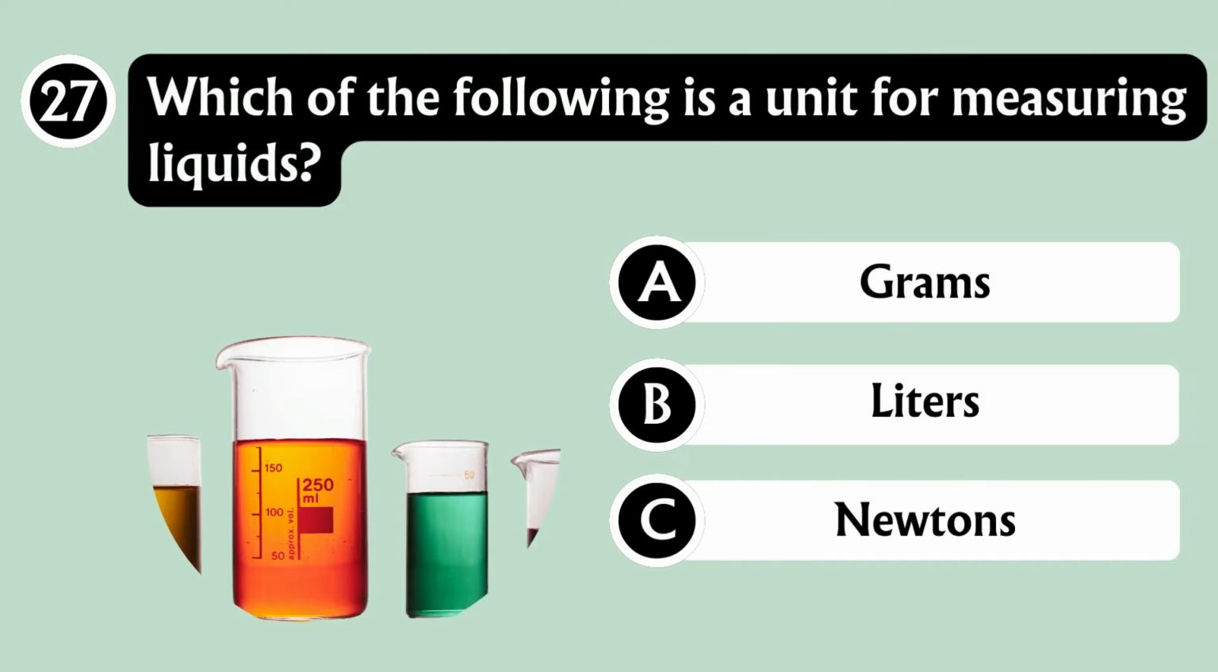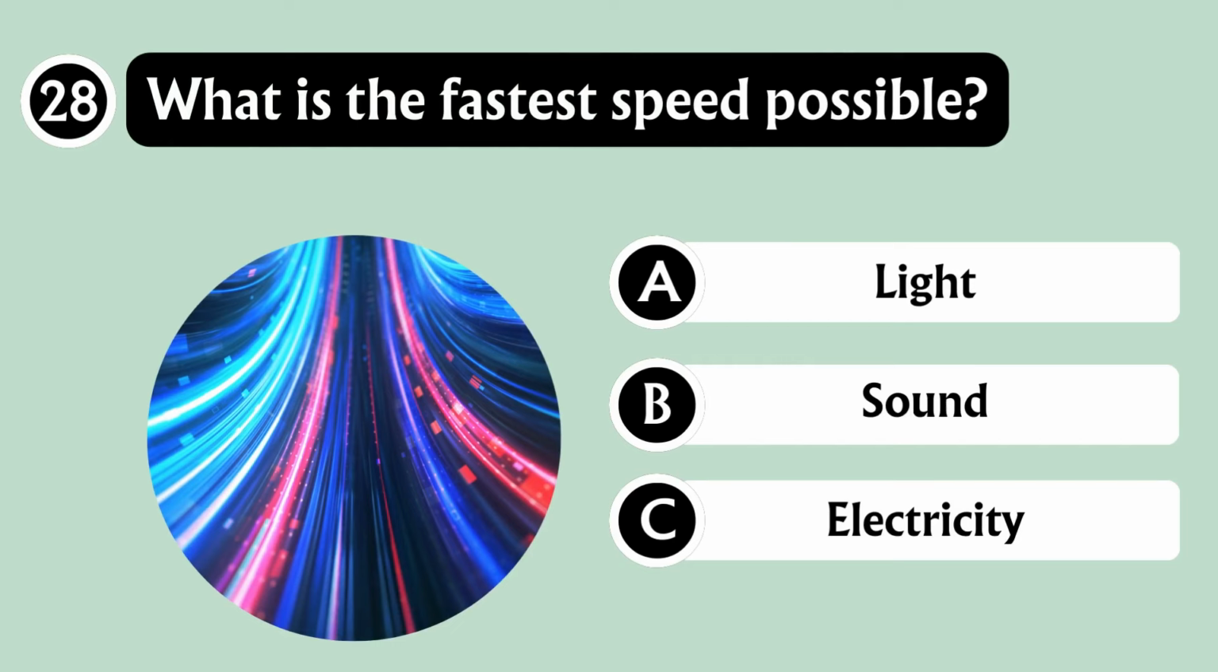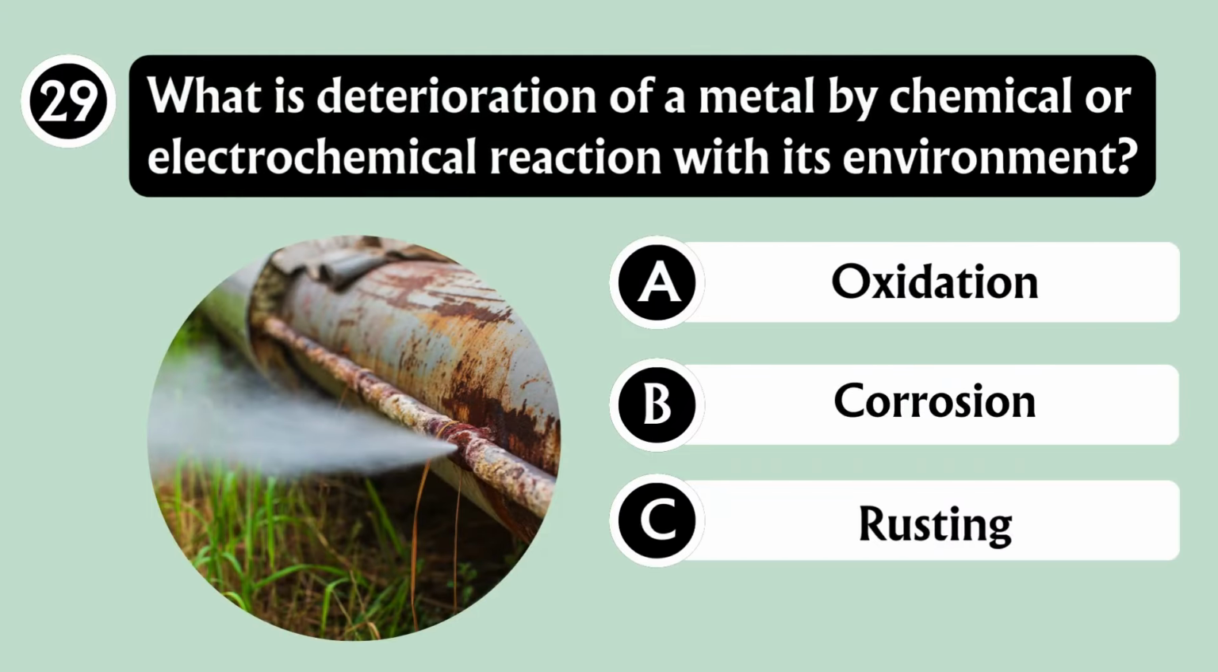Intelligence. Which of the following is a unit for measuring liquids? Grams, liters, newton? Liters. What is the fastest speed possible? Light, sound, electricity? Light. What is deterioration of a metal by chemical or electrochemical reaction with its environment? Oxidation, corrosion, rusting? Corrosion.